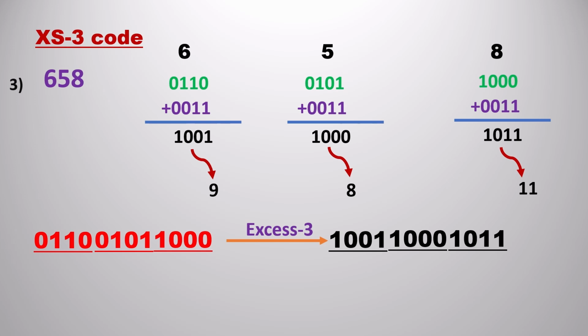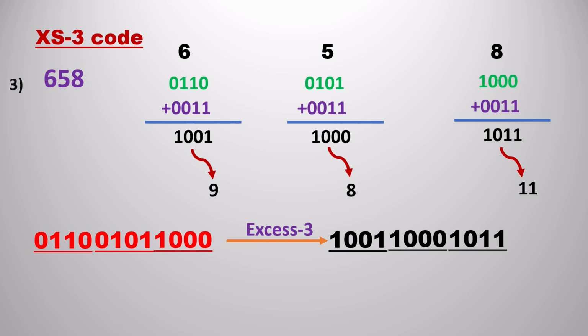So the output is, basically, we are getting the 6, that is 0110. I have separated the 4 bits, as you're seeing, in the red highlighted way. The second part is 5, that is 0101. The last part is 8, that is 1000. I have separated that 3.